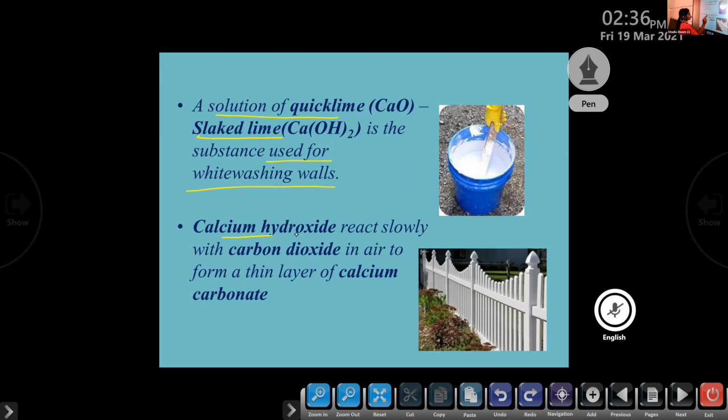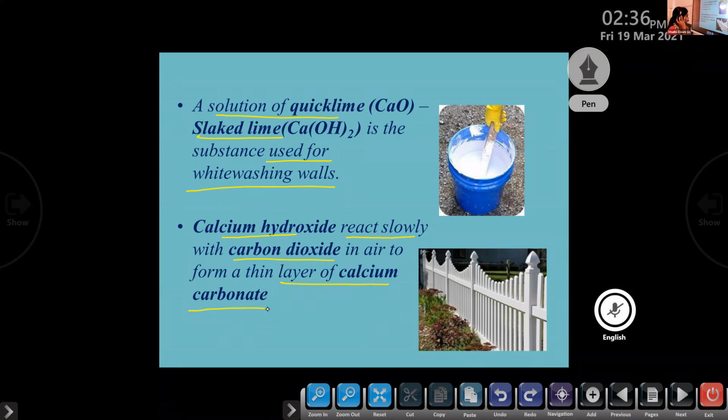And this calcium hydroxide reacts slowly with carbon dioxide in air to form a thin layer of calcium carbonate. When we whitewash using this slaked lime, what happens? The calcium hydroxide reacts with the carbon dioxide. Carbon dioxide is already present in the atmosphere, right? It reacts very slowly with carbon dioxide to form a thin layer of calcium carbonate. Clear?